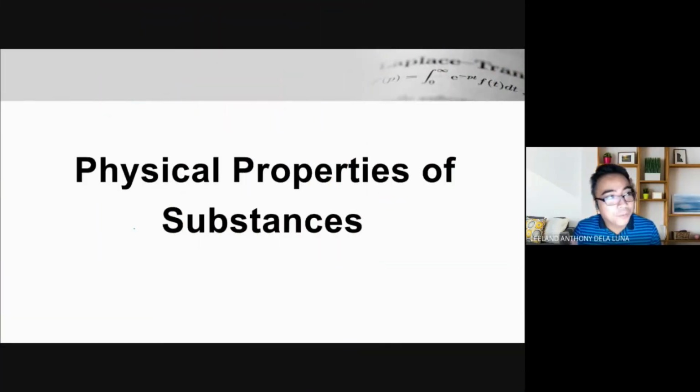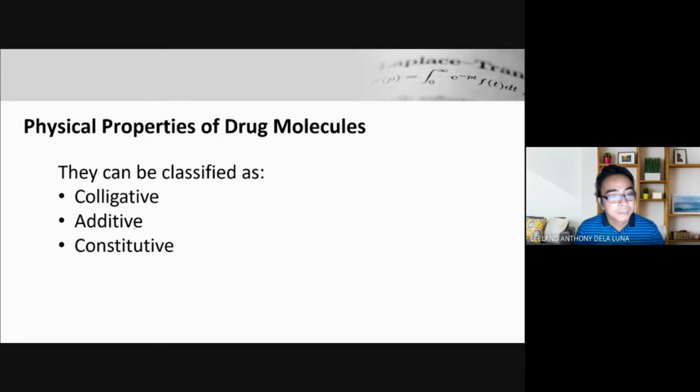Now, with regards to physical properties of substances class, they can be classified into three main types. We have colligative, additive, and constitutive. Okay, yung mga physical properties, especially of our drugs.